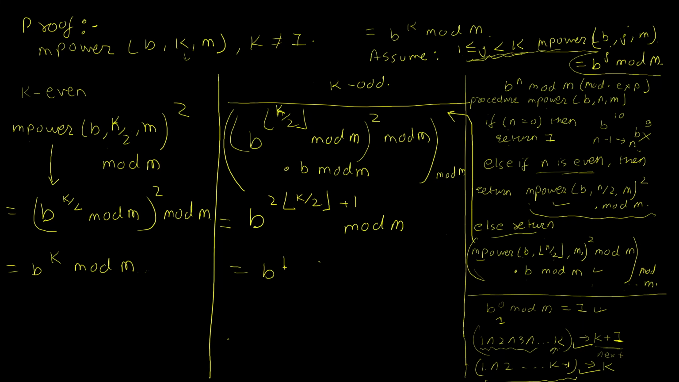And this is also equal to b raised to the power k mod m. So I know there could be a couple of confusions. Let me start resolving them one at a time. First thing, 2 times this plus 1 is just equal to k. And this only applies when k is odd.